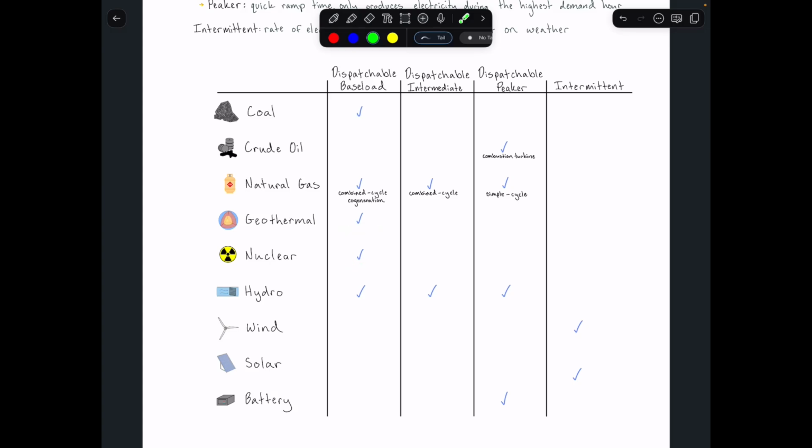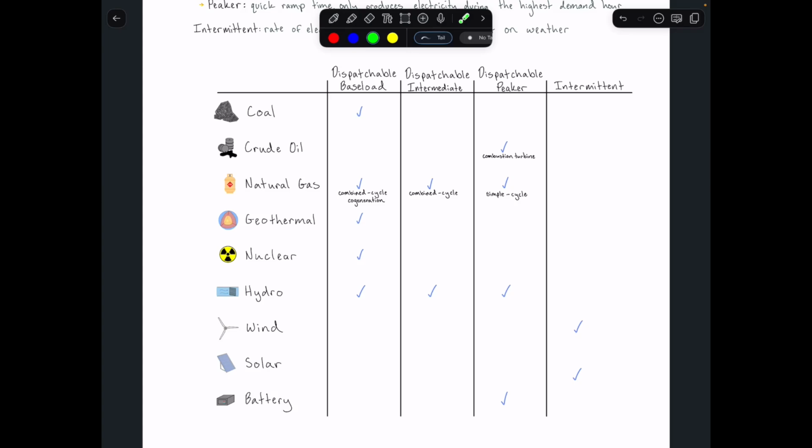Nuclear power plants also take a couple hours to adjust their power output, so they are typically operated consistently throughout the day as a baseload resource. Then hydropower. Hydropower is very, very flexible. It can be a baseload, intermediate, or a peaker power plant.